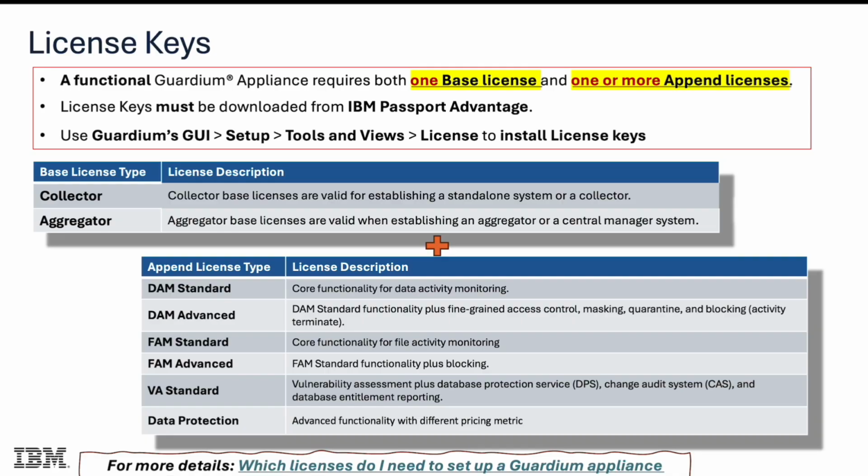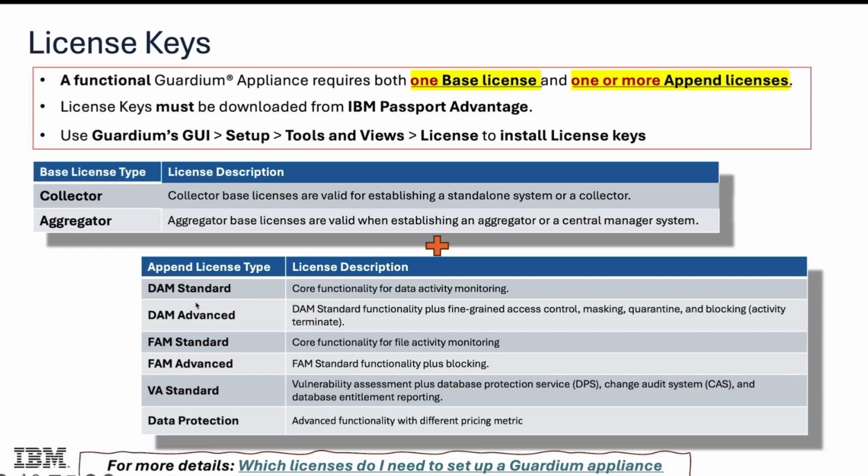Next up, I will quickly go over a few points on license keys. A working Guardium system needs one base license and at least one append license. These license keys must be downloaded from IBM Passport Advantage and installed only via Guardium's GUI, the graphical user interface. Base licenses have two types, collector and aggregator. You must apply the one matching your installation.